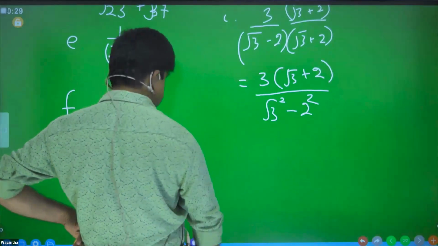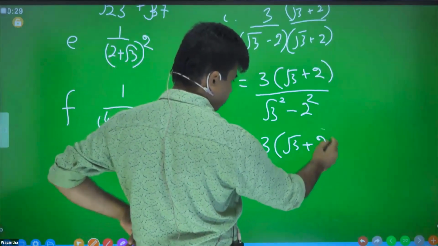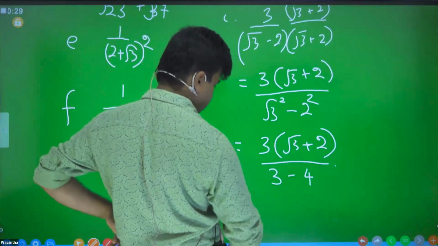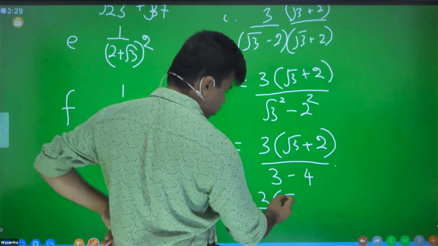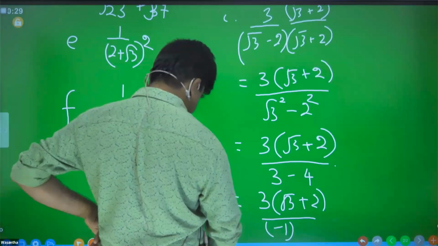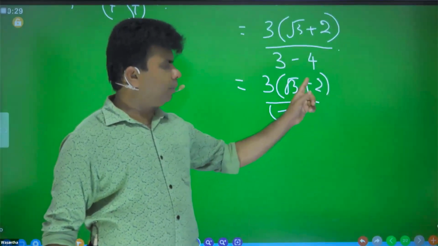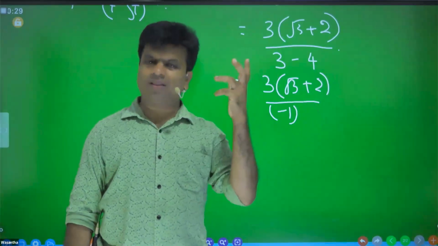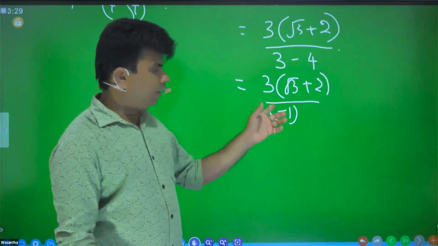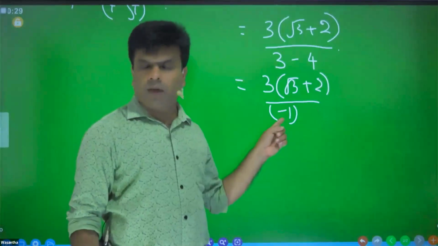Now you can simplify here. 3 into root 3 plus 2, divided by root 3 squared, just 3, minus 2. So 3 into root 3 plus 2 divided by minus 1. Now keep in mind that this root 3 plus 2 is a single number. Multiplying by 3 means altogether it is a single number. Divided by minus 1 means the whole set is a single number. So therefore, we don't keep this minus in the denominator.